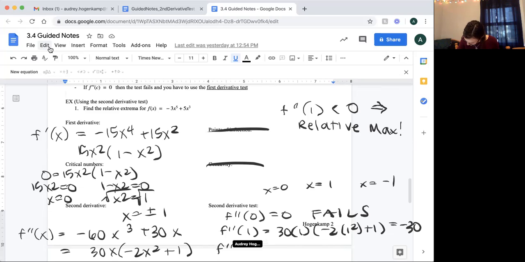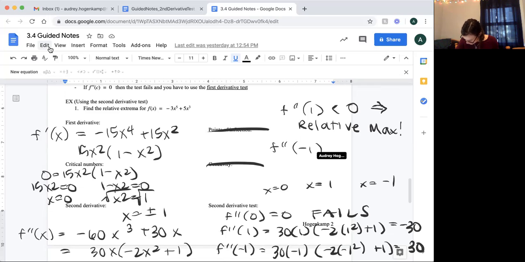f double prime of negative 1 equals 30 times negative 1 times negative 2 times negative 1 squared plus 1, which gives me positive 30. So f double prime of negative 1 is greater than 0, which implies a relative min.